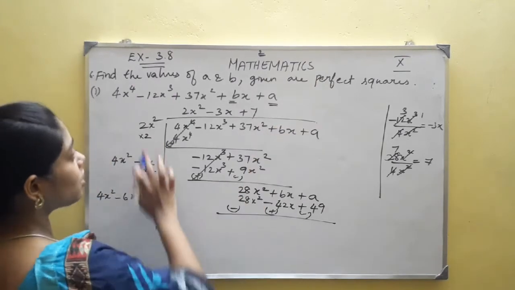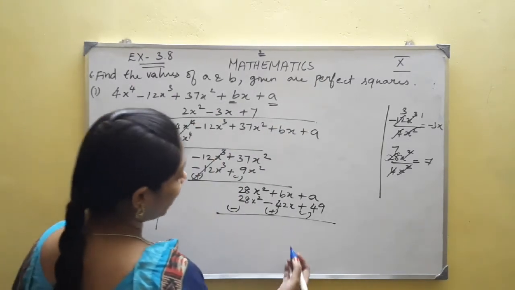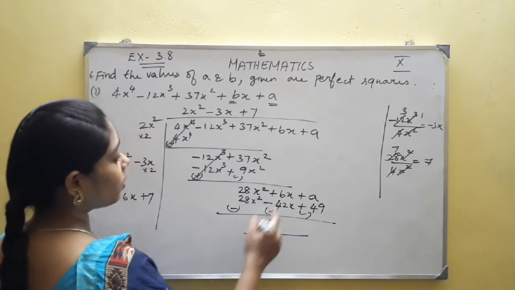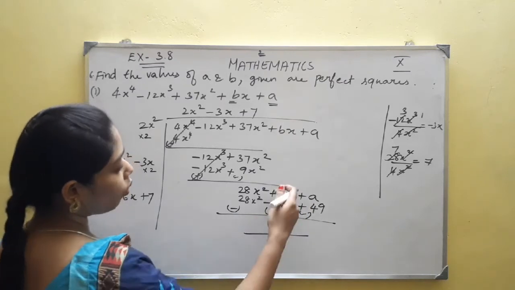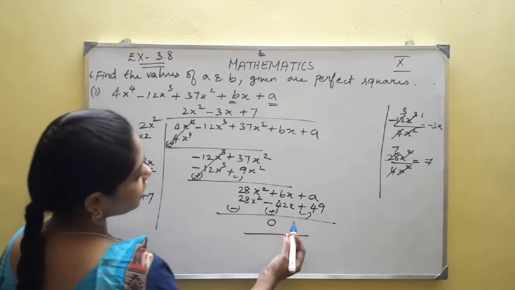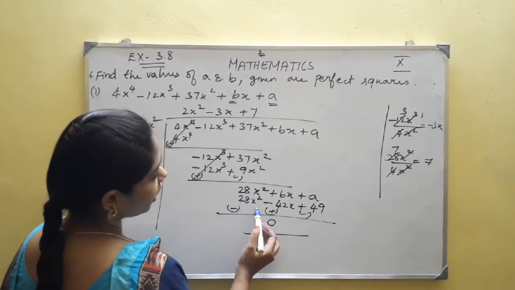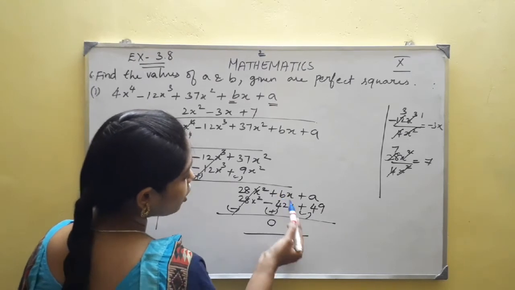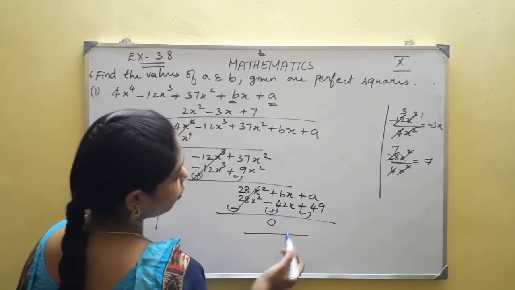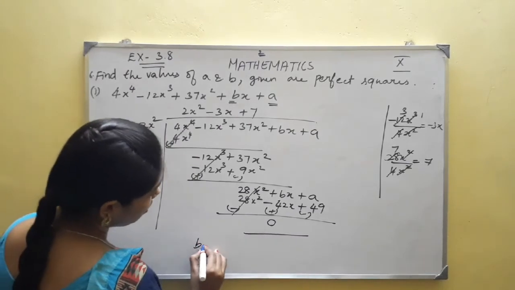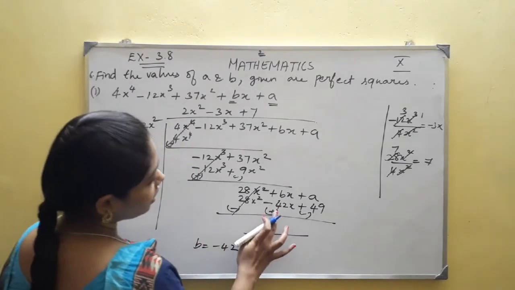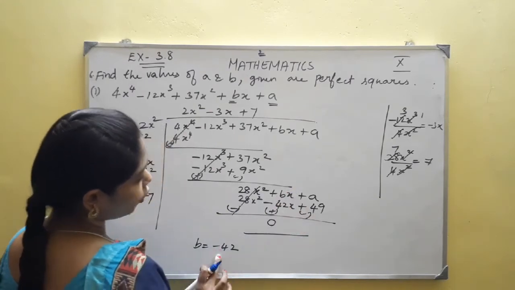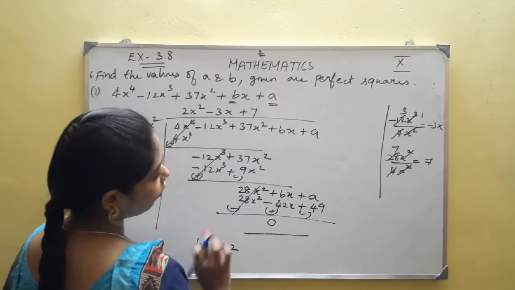They already mentioned this given polynomial is a perfect square. That means the remainder is supposed to be 0. Then what must be the values of b and a to give my remainder as 0? See, 28x square minus 28x square gets cancelled. This gives me 0, right? So what's supposed to be the value of b so that plus 42x gives me 0? Then b is supposed to be minus 42, because here I already have plus 42. b is supposed to be minus 42 so that I get 0 over here.